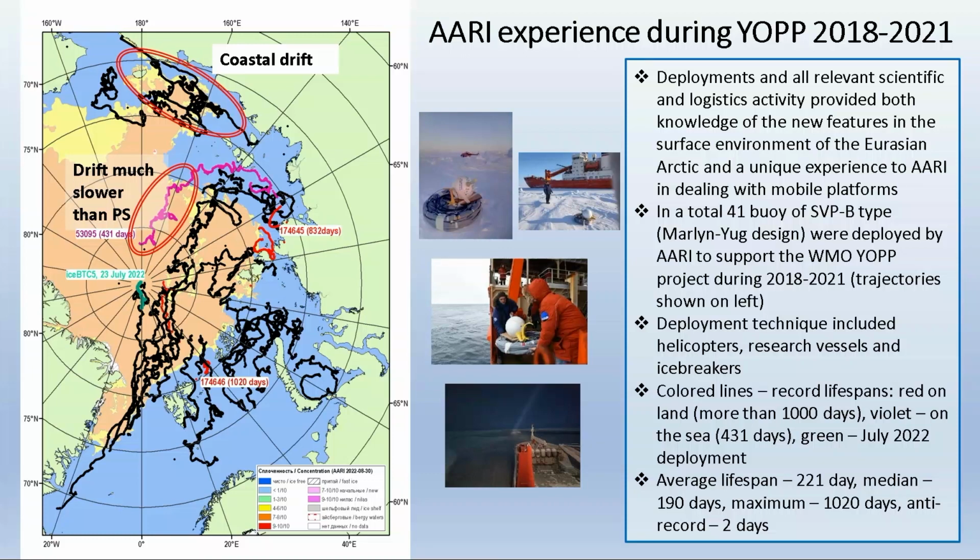New features of environmental conditions included, for example, patterns of coastal drift in the Eurasian Arctic seas, which I underlined by red circles on the figure on the left. For example, one of the buoys drifted along the coast for several hundreds of days, and that was similar to the 1970s and 1980s, but opposite to the early 2000s.